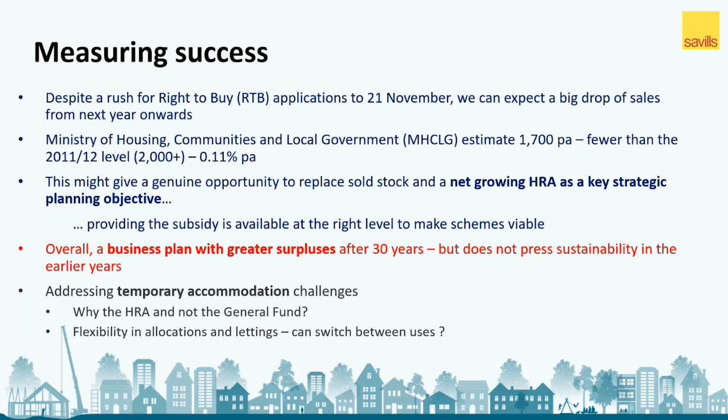And the third measure of success may be around the ability to address temporary accommodation challenges in the HRA and not the general fund, because we have flexibility in allocations and lettings, and we can switch between uses, and we can switch between TA and long-term let. So 3 measures of success there. Can we get a net growing HRA? Can we have an HRA with greater surpluses? And can we reduce the temporary accommodation cost to the local authority when we're thinking about delivering our new build programme?